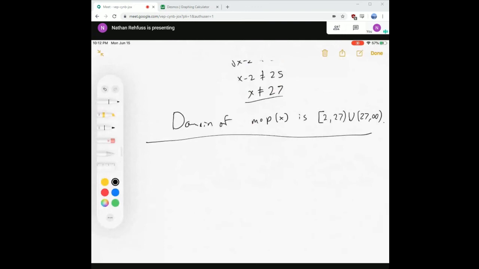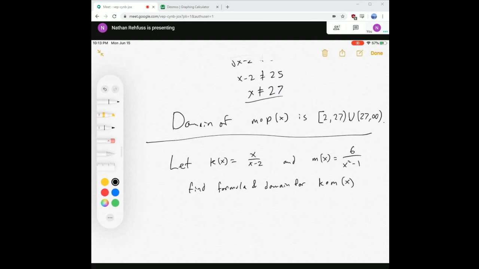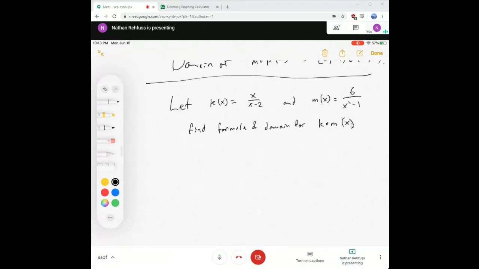Let's say that k of x is x over x minus 2. And let's say m of x is 6 over x squared minus 1. I want the formula and the domain for k of m of x. This is a tricky problem, but we're up to the task. So this means x goes into m, and then that answer goes into k.